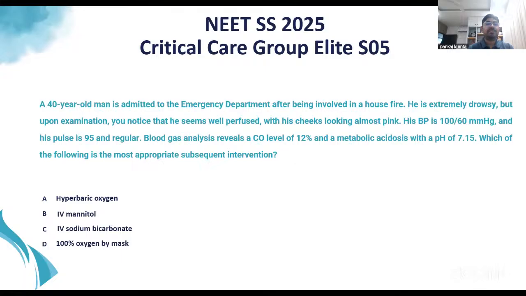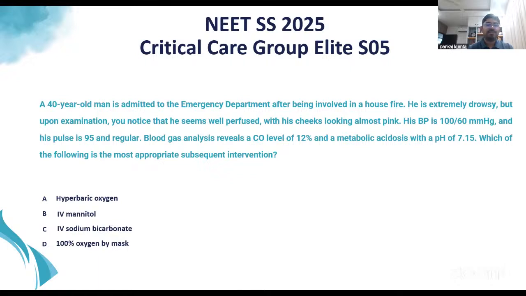Next question, a 40-year-old man is admitted to the ED, involved in a house fire. He is extremely drowsy, but on examination, he seems to be well perfused with cheeks almost pink. BP is 100 by 60, pulse is 95 regular, blood gas analysis shows a carbon monoxide level of 10% and metabolic acidosis with pH of 7.15.